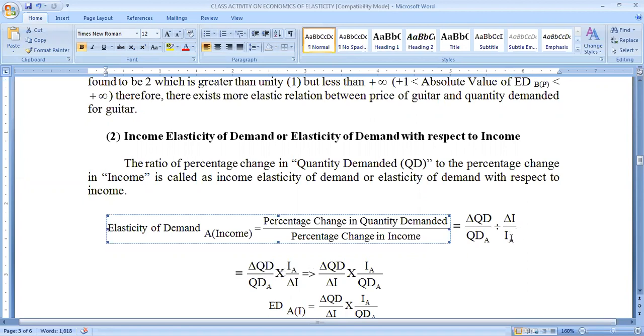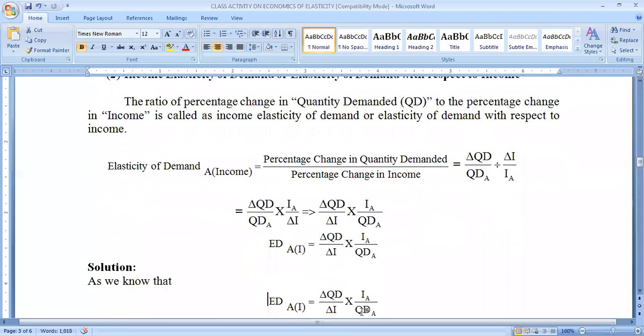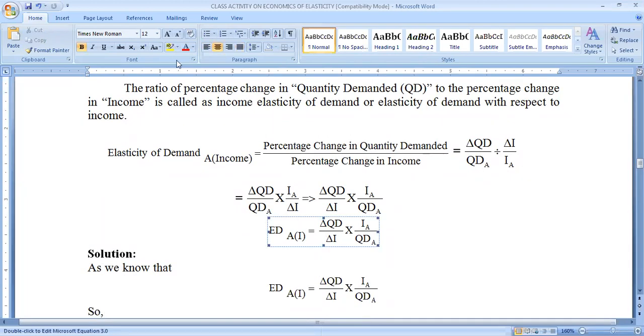Then this denominator IA is converted to numerator as IA over here. And this delta I, which is numerator over here, has become denominator in the new fraction, which is delta I. This implies delta QD over delta I multiplied by IA over QDA. So the formula for income elasticity of demand at point A becomes elasticity of demand at point A with respect to income equals delta QD over delta I multiplied by IA over QDA.